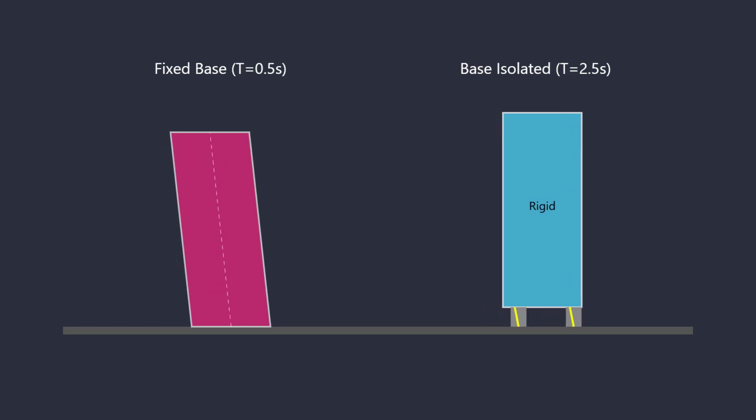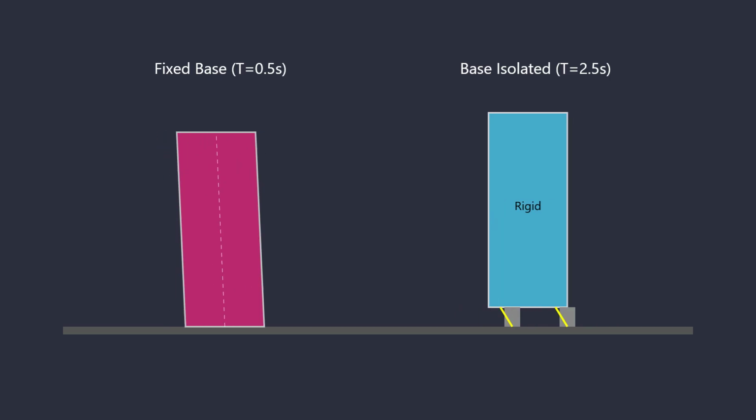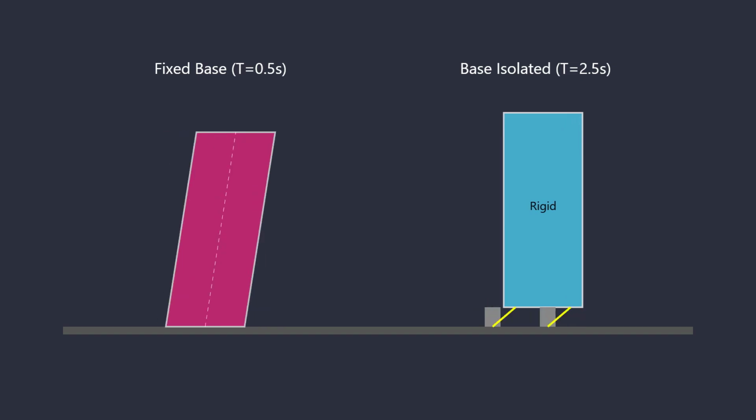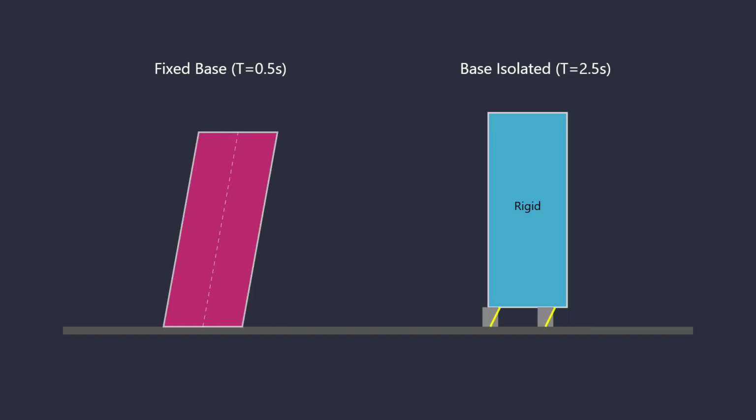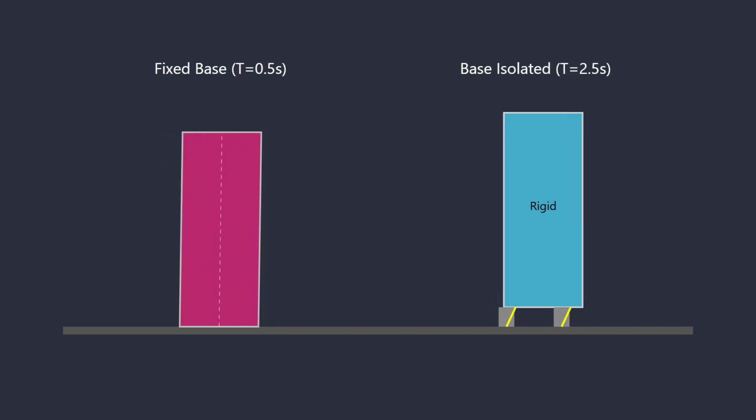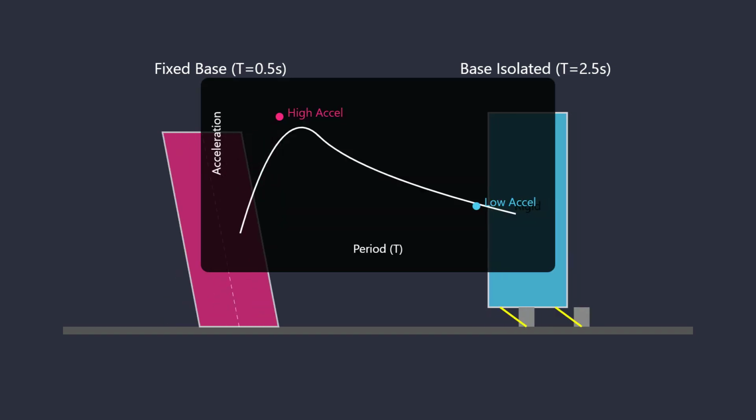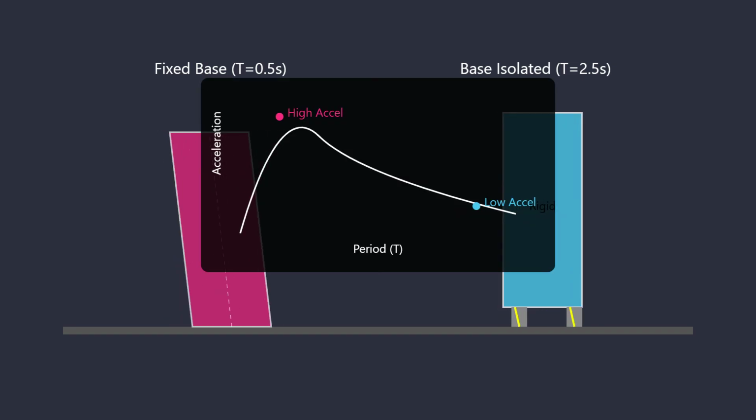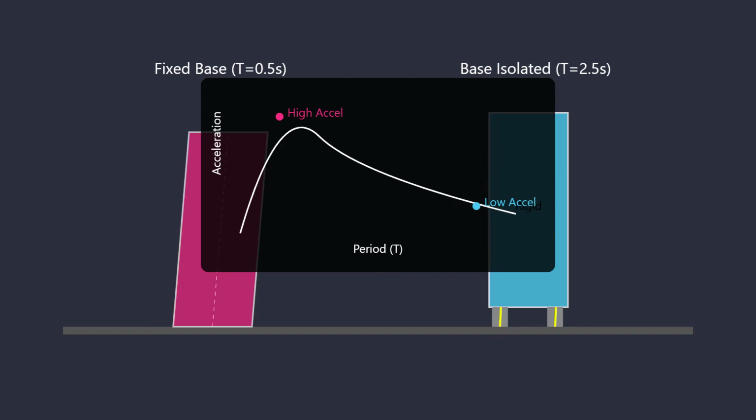This isolation layer significantly increases the structure's fundamental period, typically shifting it from a conventional 0.5 seconds to 2.5 seconds or more. This period lengthening moves the structure's response into the low acceleration region of the seismic response spectrum.